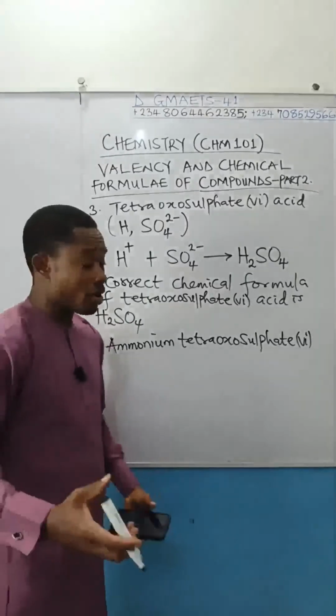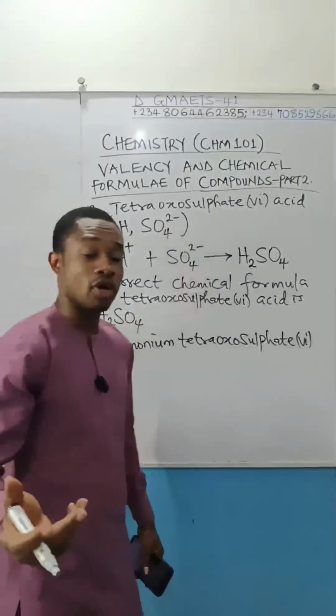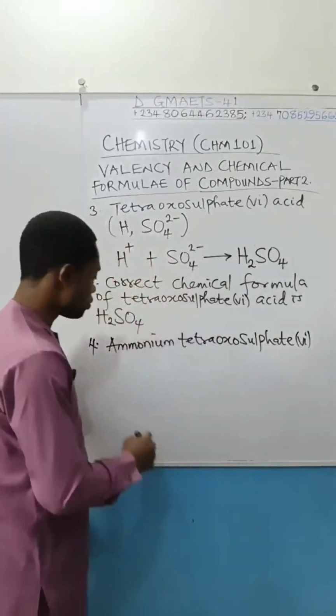Under acid, base and salt, you learn more about it. You know, it's a salt. Calcium trioxocarbonate 4 is a salt. Sodium trioxonitrate 5 is a salt. Chemical salt. Let's move on.